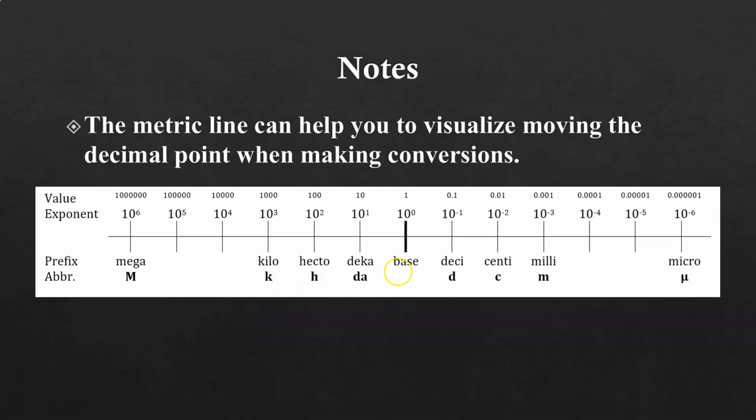So here we have KHDBDCM, and we have a way to remember these. We would say that King Henry died by drinking chocolate milk. Not that this is super accurate historically, but it's a good way to remember kilo, hecto, deca, the base unit, deci, centi, and milli in order.